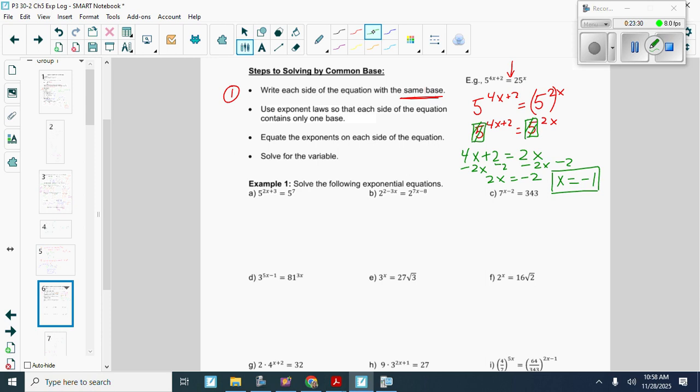So equate the exponents on each side. That's what we did, and then solve for the variable. So let's do a couple. The first few, the bases are already the same for us. And then we're going to increase the complexity and have to change the bases. So for this one, because we already have the same base, we can equate the exponents. So we have 2x plus 3 is equal to 7.